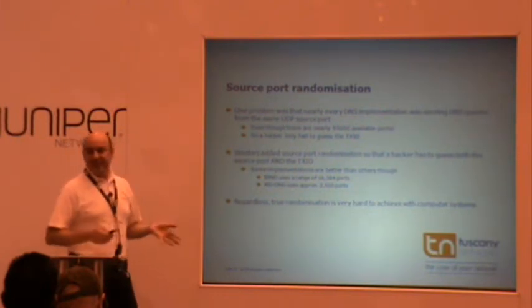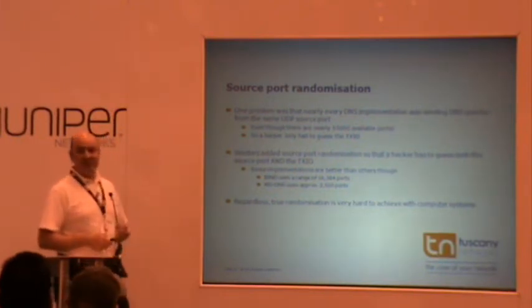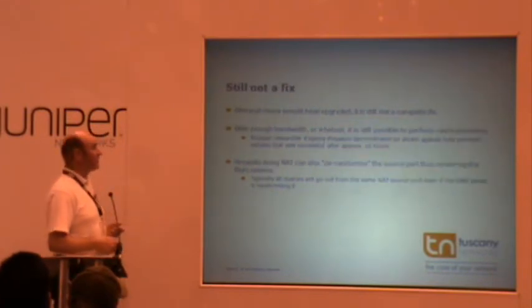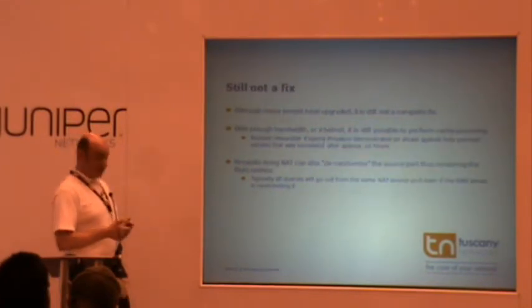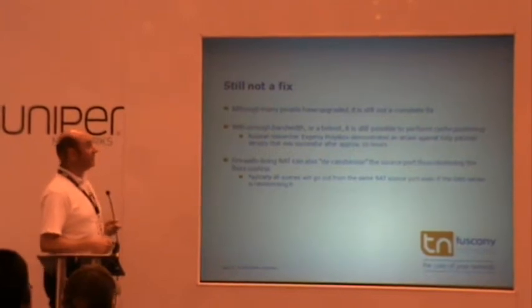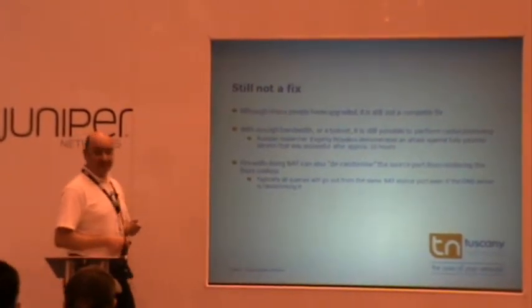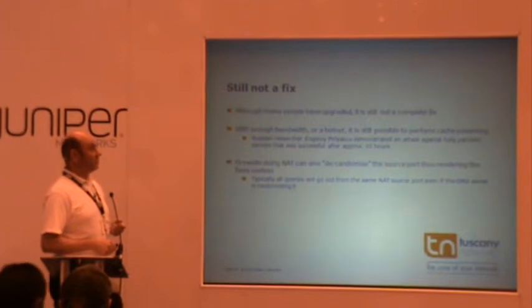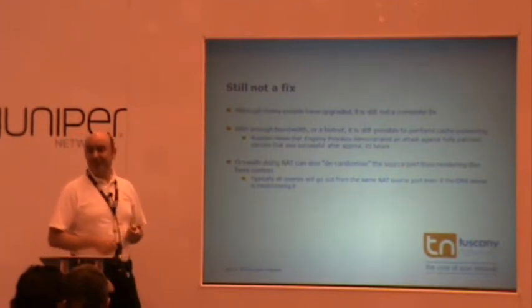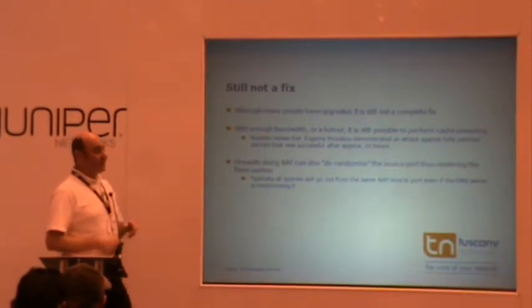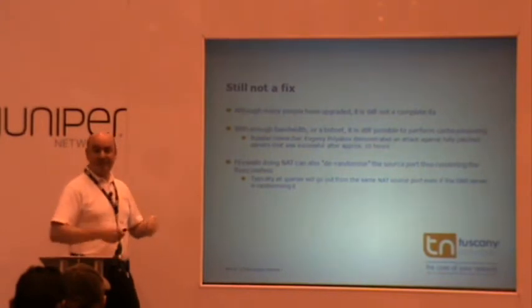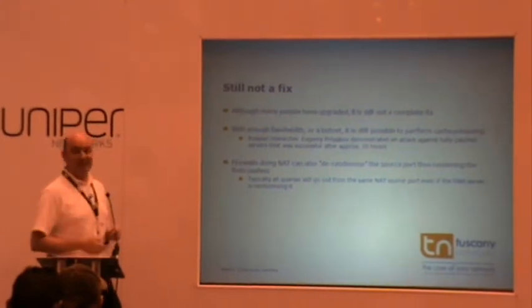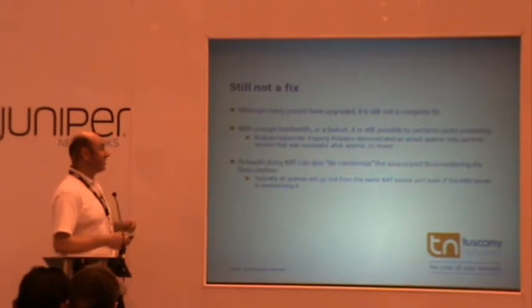Now the thing is, it doesn't really matter at the end of the day, because you've got all the time in the world with the Kaminsky exploit to launch this attack. There was a Russian researcher that actually found that even with randomized source ports, you could still implement a cache poisoning attack within about 10 hours. So you could have a botnet out there just slowly attacking DNS servers. You just take your time.